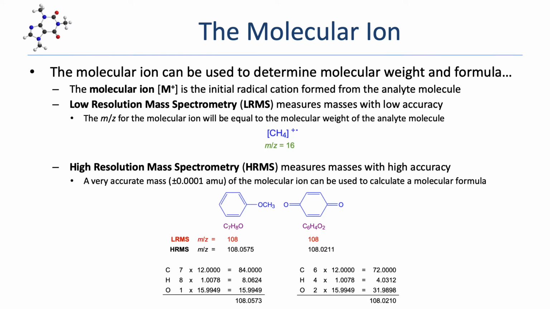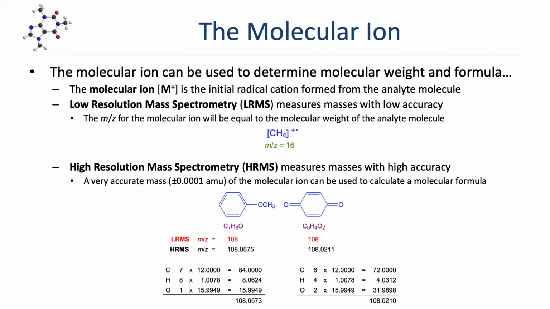The molecule then has 8 hydrogens, and again, if we assume the most common isotope of hydrogen, protium, has a mass of 1.0078, then we get 8.0624 AMU. And then finally, this molecule has 1 oxygen, and again, if we assume oxygen, the most common isotope is oxygen 16, that isotope has a mass of 15.9949. And when you add all those together, you get 108.0573.